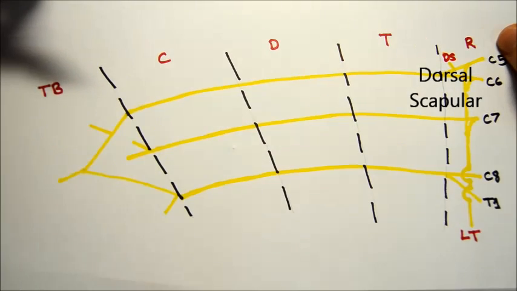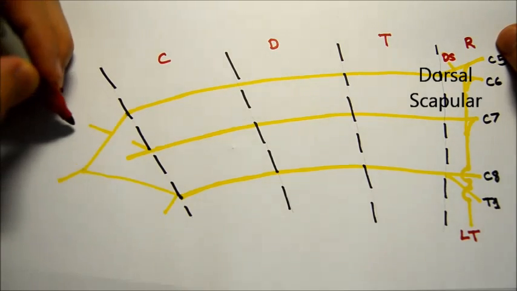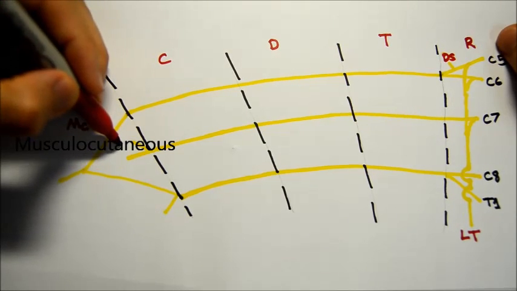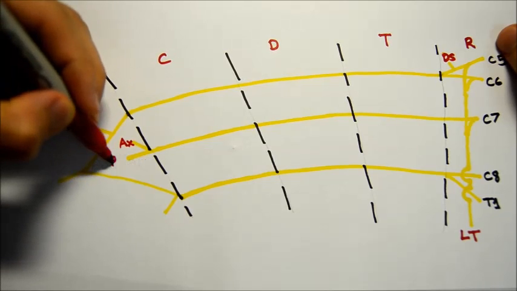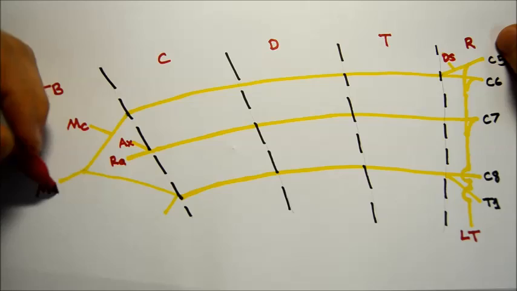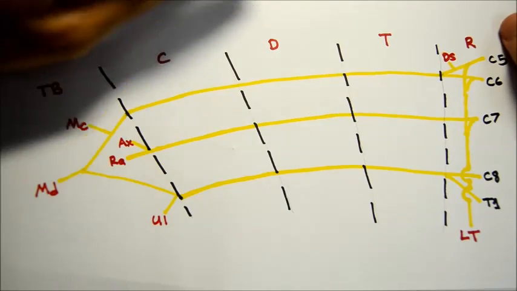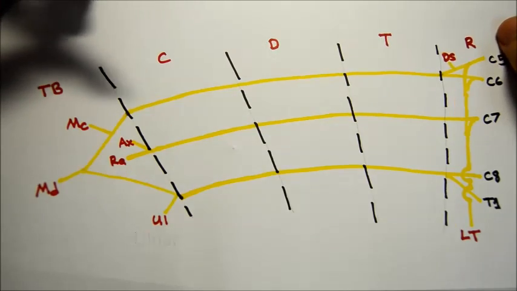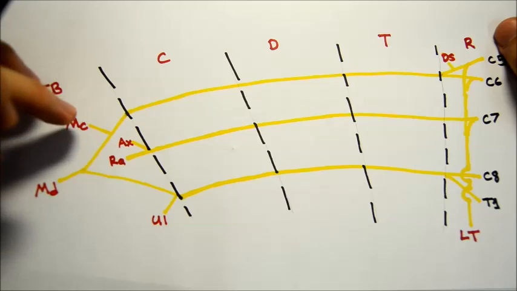Okay. Next, we'll proceed to labeling the terminal branches. The first branch, musculocutaneous, axillary, radial, median, and ulnar. Then we'll include the root values for these 5.